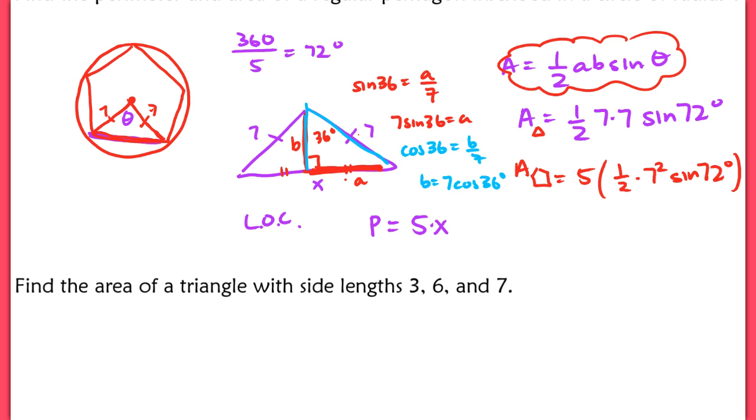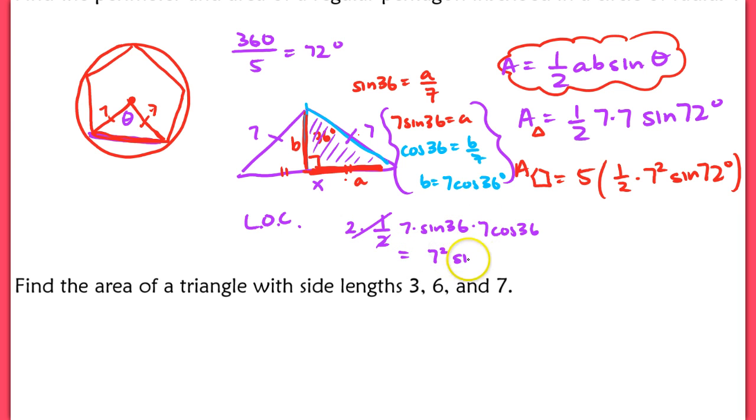So hopefully you're following, because I know this is a lot of work. I'm going to erase a little bit here. Okay, now if I want to find the area of this little triangle here, I would take 1/2 times the base, 7 times the sine of 36, times the height, 7 times the cosine of 36. So that's the little triangle. Now to find the big triangle, since they are the same size, I would double that. Okay, so now those cancel. That leaves me with 7 squared times the sine of 36 times the cosine of 36.